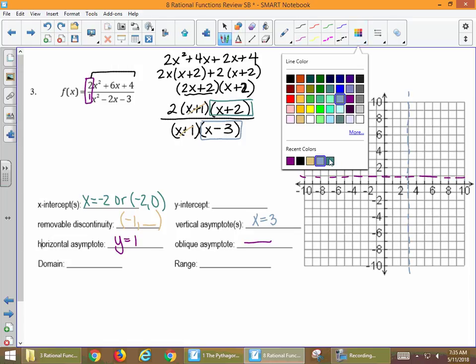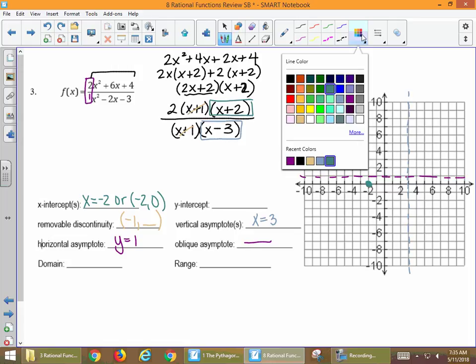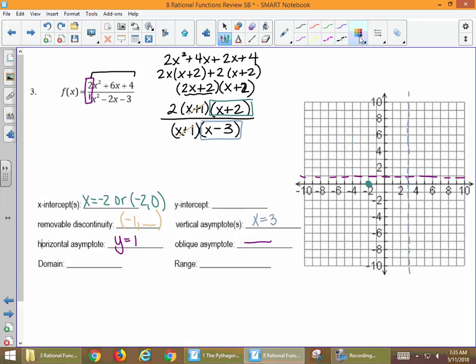X-intercept at -2, 0. And we have that removable discontinuity. We'll get that y value from our calculator in a minute. Okay, let's get our y-intercept, and we'll check that, and then we'll start putting things into our calculator.